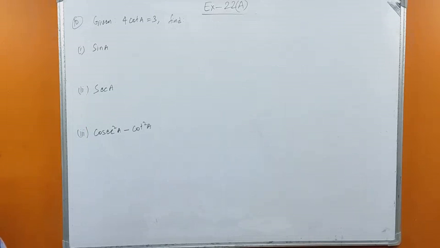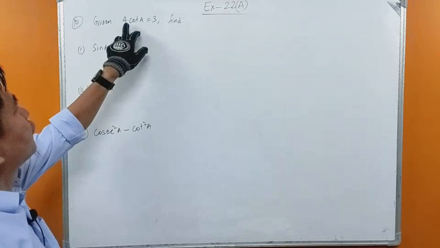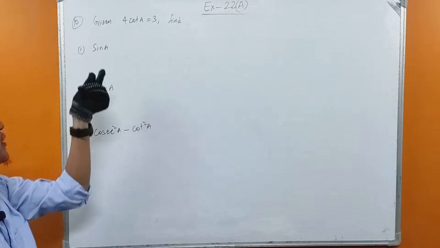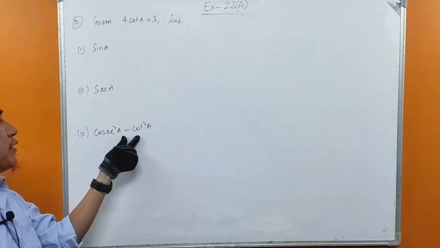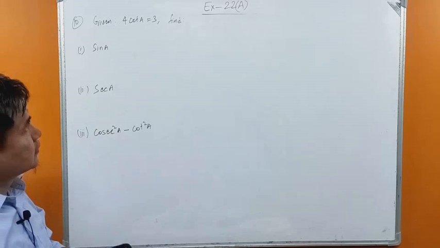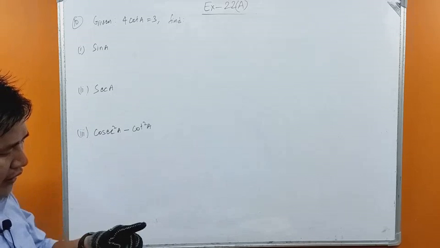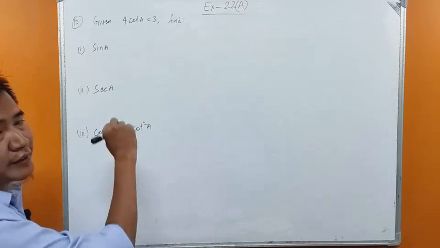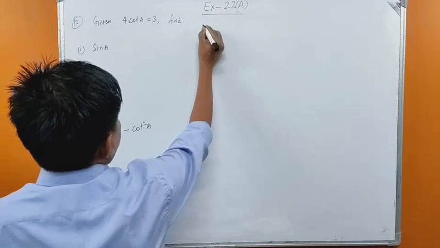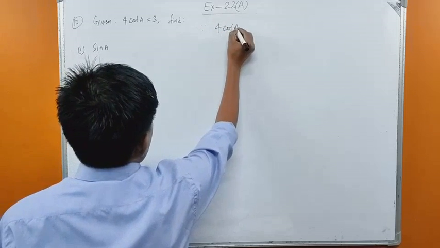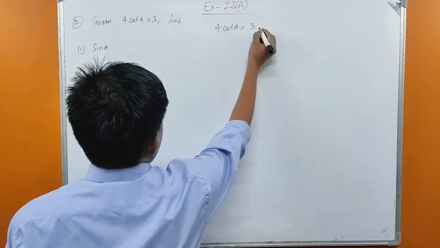Now let us do question number 10. Given 4 cot A equals to 3. This is the given condition. So we are asked to find the value of sin A, sec A and cosec square A minus cot square A. Okay. First, let us find perpendicular, base and hypotenuse, and then we will proceed to find the values of these trigonometric identities. Okay. Since given condition 4 cot A equals to 3, isn't it?